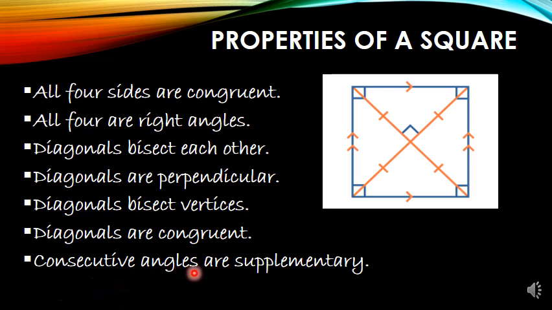Then the consecutive angles are supplementary. This is from the general property of parallelogram. Consecutive means, you know, it is adjacent. So if you add these two angles, what is the measurement of this angle? 90 degrees. This is 90 degrees. And these both are consecutive, meaning adjacent angles next to each other. So the sum of adjacent angles or consecutive angles is supplementary. Supplementary means 180 degrees. So 90 plus 90 is 180.